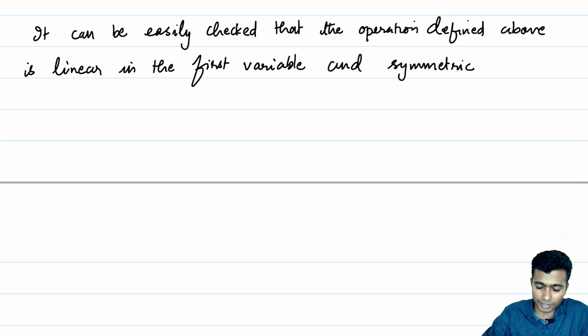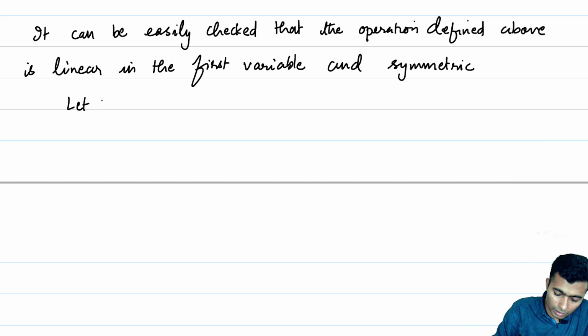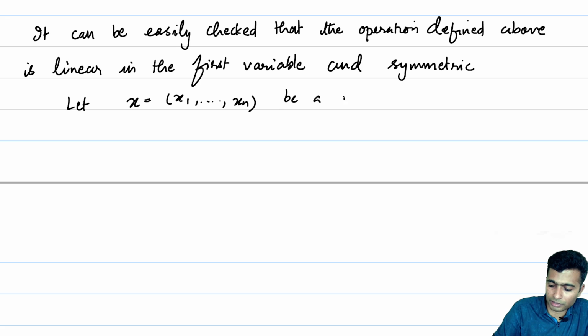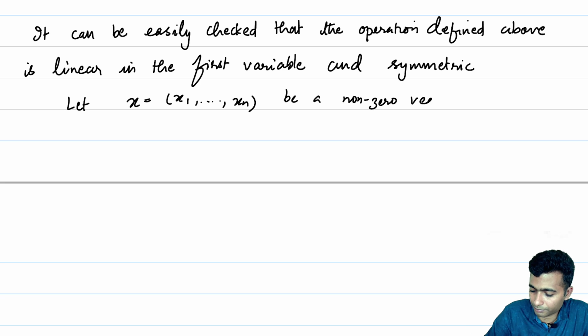How about positivity? So let x equal to (x1, ..., xn) be a non-zero vector. That means that at least one of the coordinates is non-zero.